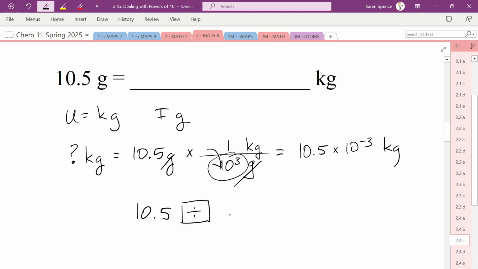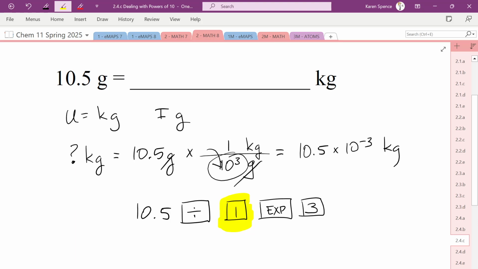And then, what should I type before my 10 to the 3? 1. And then times 10 to the 3. Oh, you need to write your 1? Yes, you do. Okay. So don't forget on your calculator, when you want to type 10 to the 3, you type 1E3.